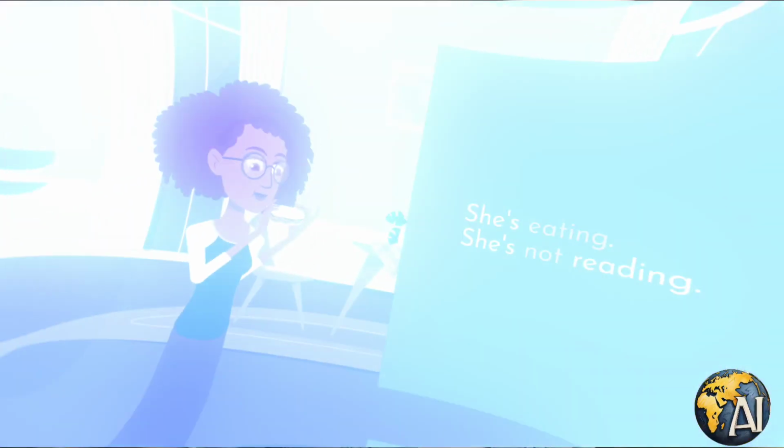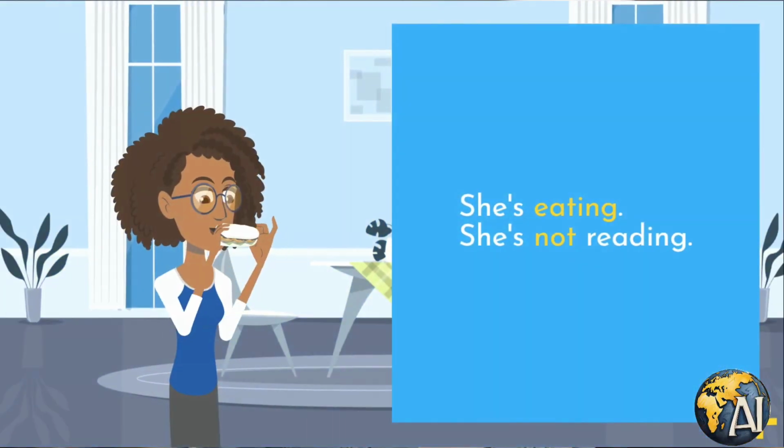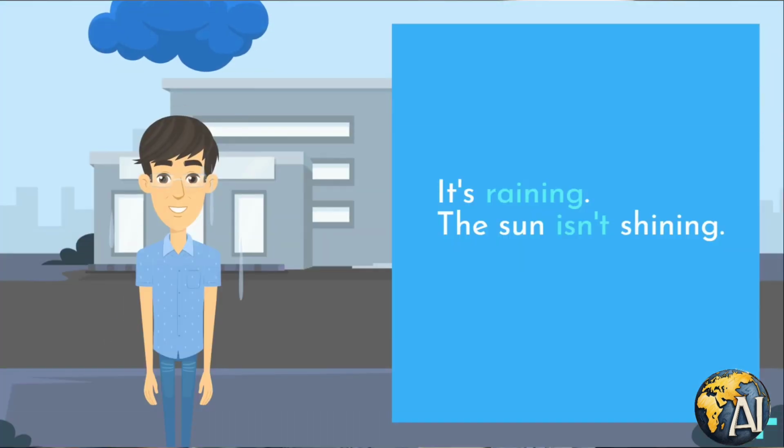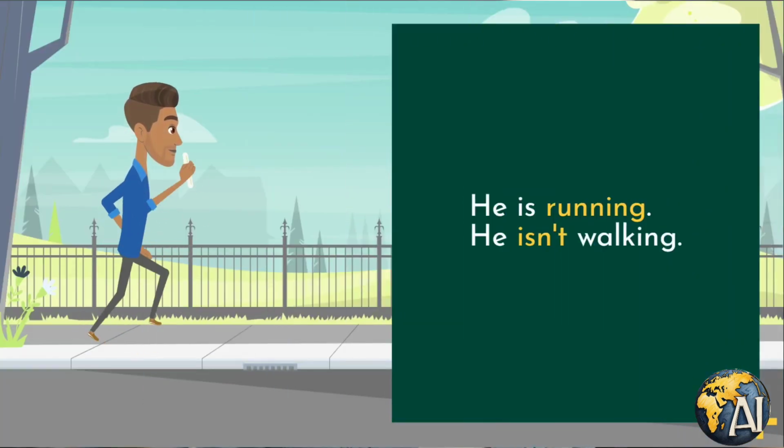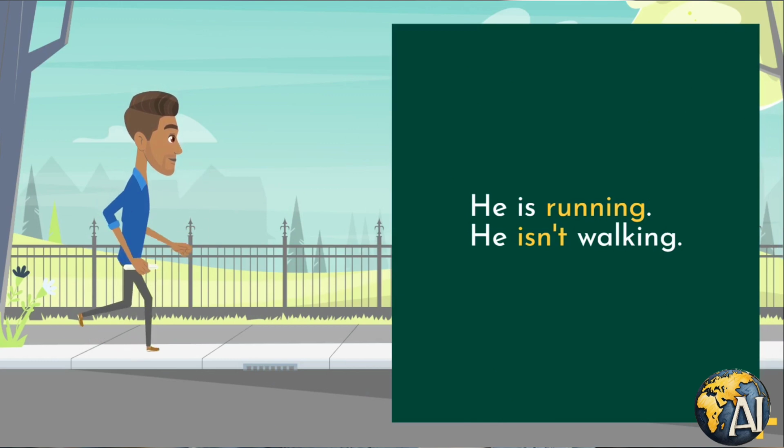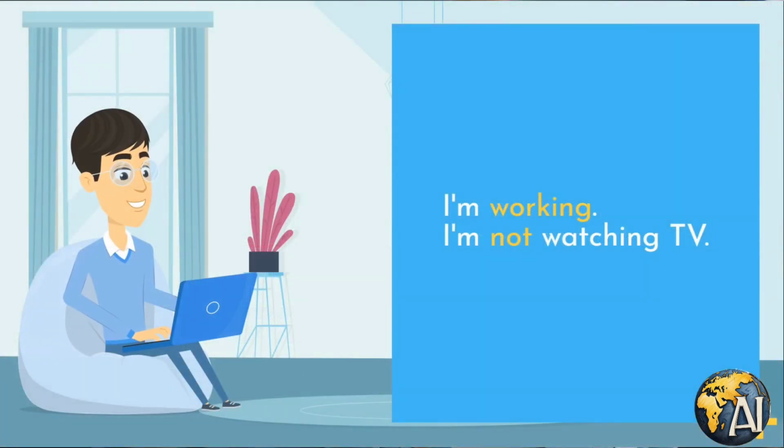Examples. She's eating. She's not reading. It's raining. The sun isn't shining. He is running. He isn't walking. I'm working. I'm not watching TV.